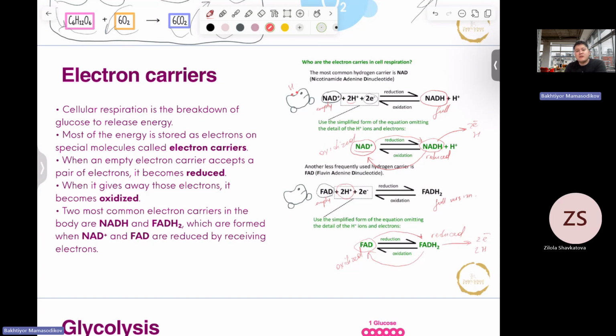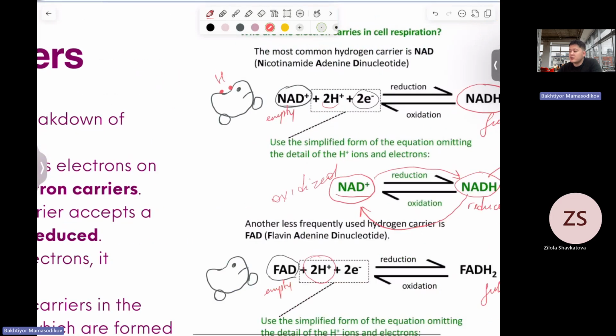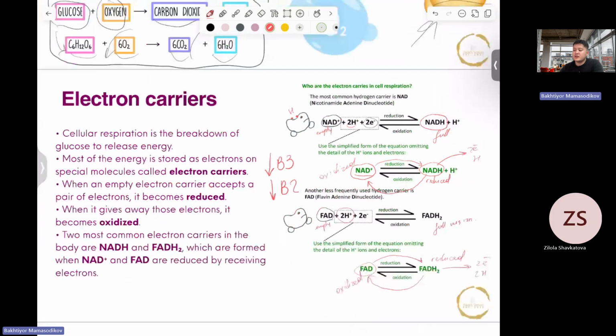So let's talk about the medical examples. I love giving medical examples while explaining. For example, when someone has vitamin B3 deficiency, you know the vitamins, right? Or vitamin B2 deficiency, what's going to happen? NAD levels and FAD levels will drop. When you have less B3 or B2, your NAD and FAD levels are going to drop.